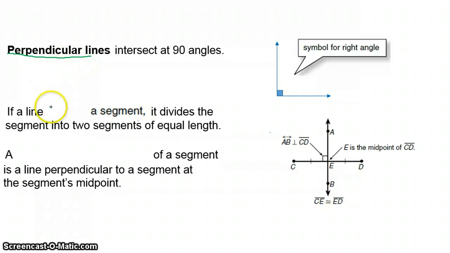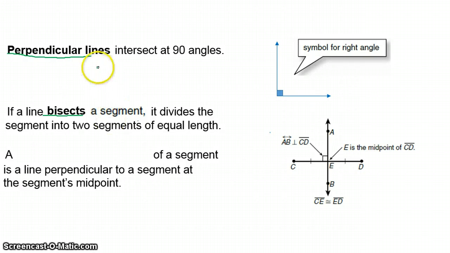Alright, let's move on to our next definition. If a line bisects a segment, it divides the segment into two segments of equal length. That sounds familiar, doesn't it? Do you know what we're going to put here? Did you guess bisects? Well, you already know that, don't you?